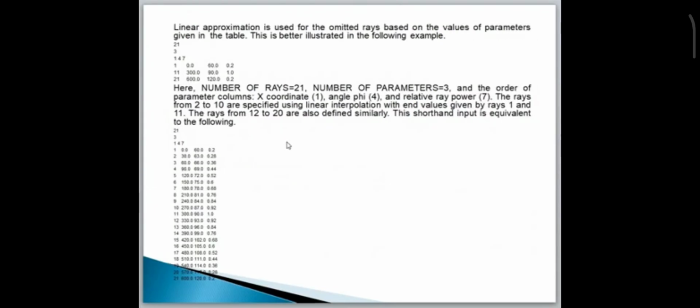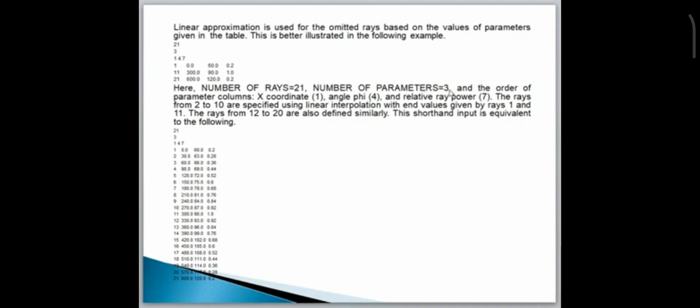Linear approximation is used for the omitted ray based on the value of the parameter given in the table. This is best illustrated in the following example. The first one is the number of rays, that is 21. Here the number of rays is 21. Next you have to define the number of parameters. I have defined we are using only 3 parameters out of 9. I have explained in the last slide.